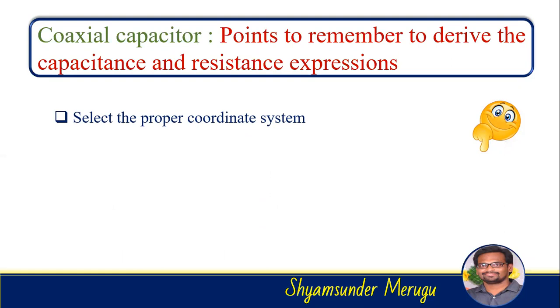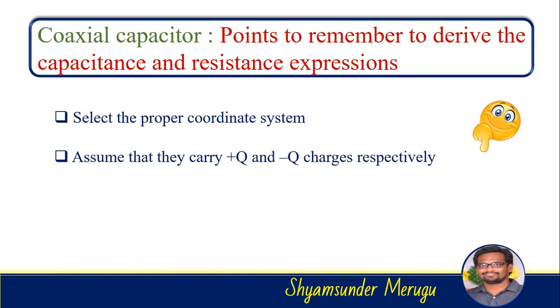So here it is a coaxial conductor capacitor, so we are going to consider the cylindrical coordinate system. Point number 2, assume that they carry plus Q and minus Q charges respectively. So the inner conductor will carry the plus charge and the outer conductor will carry the negative charge here.